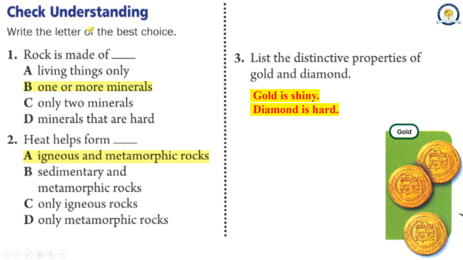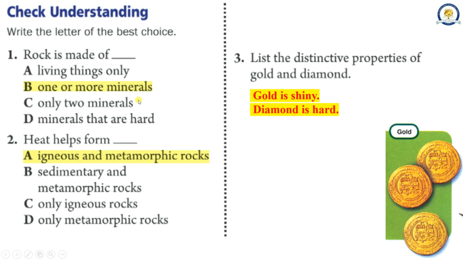Check understanding. Write the letter of the best choice. 1. Rock is made of A. Living things only. B. One or more minerals. C. Only two minerals. D. Minerals that are hard. Correct answer is B.